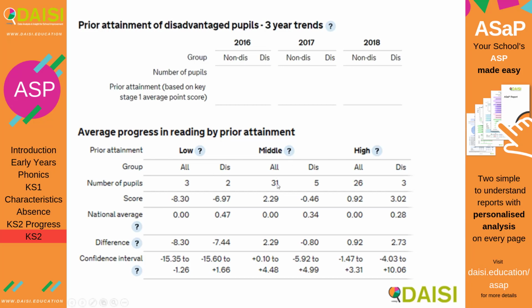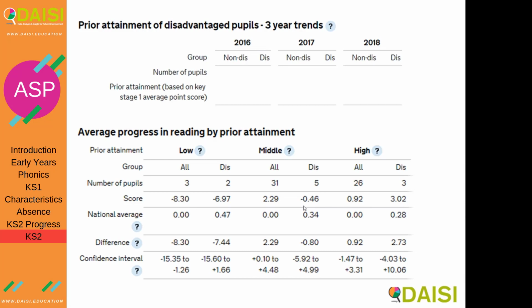So here for your middle prior attainers, you have 31 prior attainers in this fictitious school with a progress score of plus 2.29, which is above national average, significantly above. Both the confidence interval figures are positive. However, for your 5 disadvantaged middle prior attainer pupils, the progress score is actually negative, so there's a gap of about 2.7. However, Ofsted will not have a look at individual cohorts under 11 unless they're looking at part of a trend, multiple years figures, in which case they can have a look at 6 or more in each year. So these 5 middle prior attainers, they won't be considered by Ofsted.